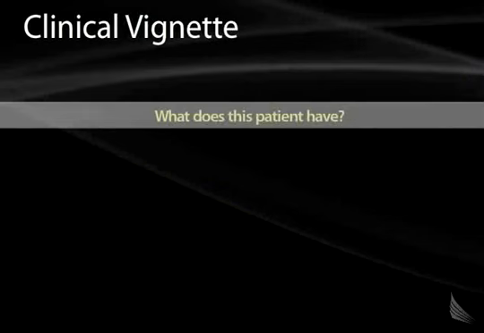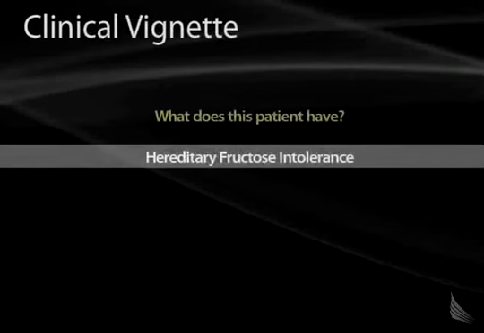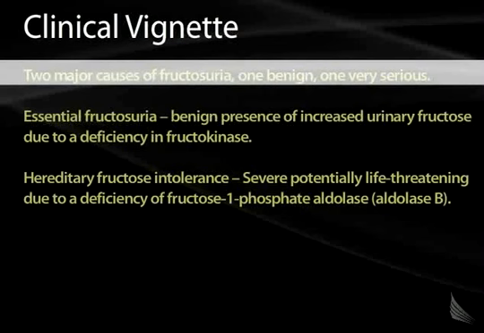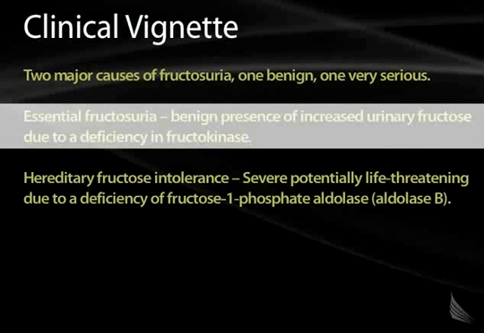So the disease that this patient has is hereditary fructose intolerance. Now, there are 2 types of this disease. These diseases we call generally fructosuria, which means that you see fructose in the urine. One of these is very benign, and one of them is very serious. The benign form is essential fructosuria. This is the benign presence of increased urinary fructose, and this is due to a deficiency in fructokinase. It's not a complete deficiency. All that happens is that fructose isn't metabolized very efficiently, and so you get the loss of some fructose in the urine. This is a benign condition, which doesn't lead to any major clinical consequences.